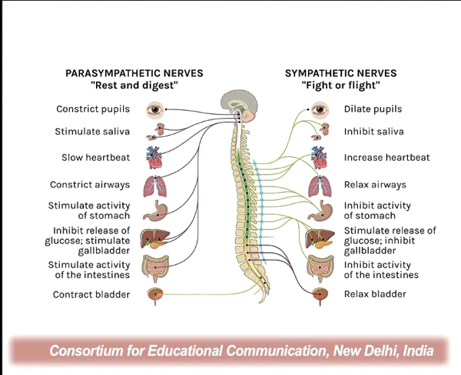On the other hand, the sympathetic nervous system dilates the pupil, inhibits saliva, increases heartbeat, relaxes airways, inhibits activities of stomach, stimulates release of glucose, inhibits gallbladder, inhibits activities of the intestine and relaxes the bladder. So parasympathetic is contracting everything and sympathetic is relaxing everything most of the time.